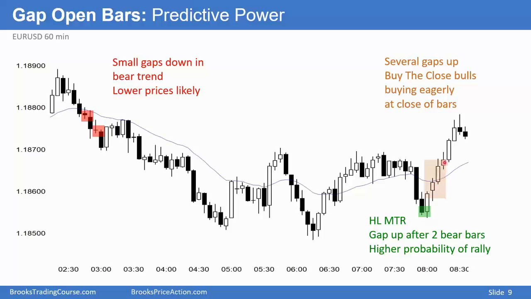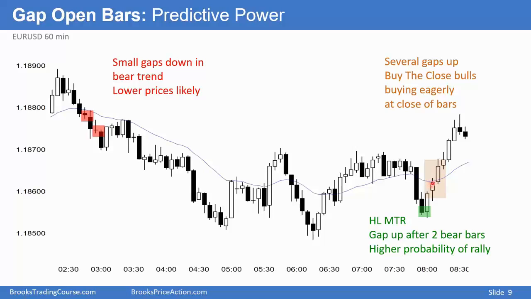Now we have a buy the close bull trend. Look at the open of this bar and the close of that bar. Why is this open above that close? Because so many traders thought the market was going higher. As soon as they saw this close, they hit buy the market. Why is this open above that close or this open above that close?